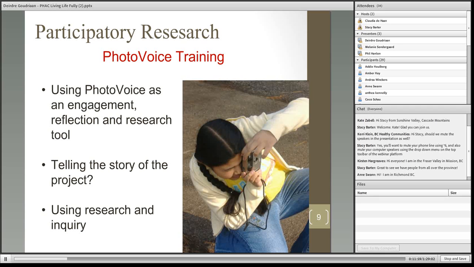We also used a participatory research process called Photo Voice, and some of you may be familiar with it, but basically it's the idea of telling the story of the project using photographs and asking deeper questions about why some of these things are influencing young people at the community level. So it's also used as a research and inquiry tool.